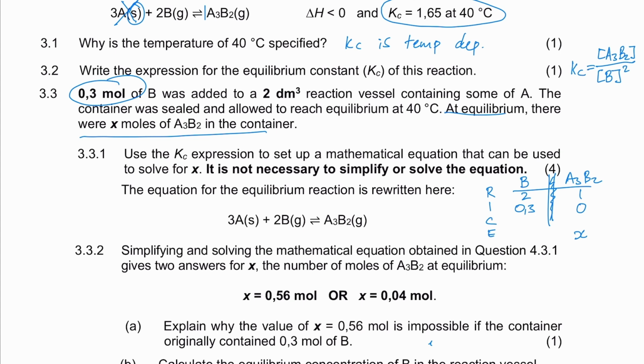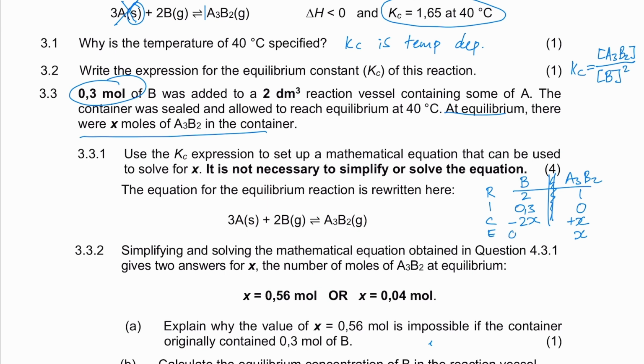Now the most important, arguably, row in this RICE table is going to be the change row. So how much did A3B2 change by? It started at 0 and it's now at x. How much did it change by? It changed by x, so plus x. Then to work out the change in B, we need to use the ratio. The ratio of B to A3B2 is 2 to 1. So if A3B2 changed by x, B will change by 2x. But here we'll put minus 2x since it is a reactant and reactants decrease over time.